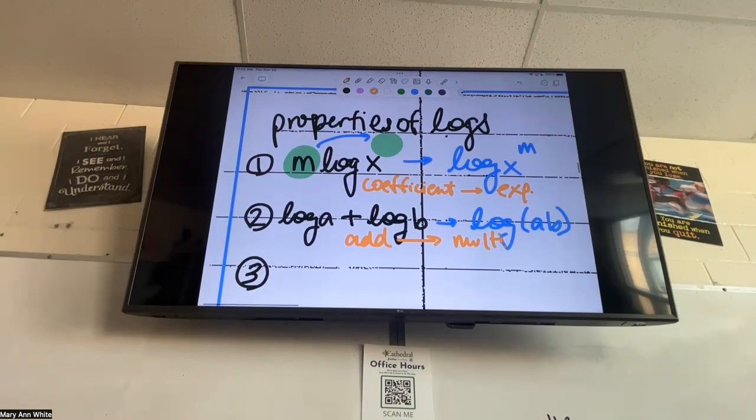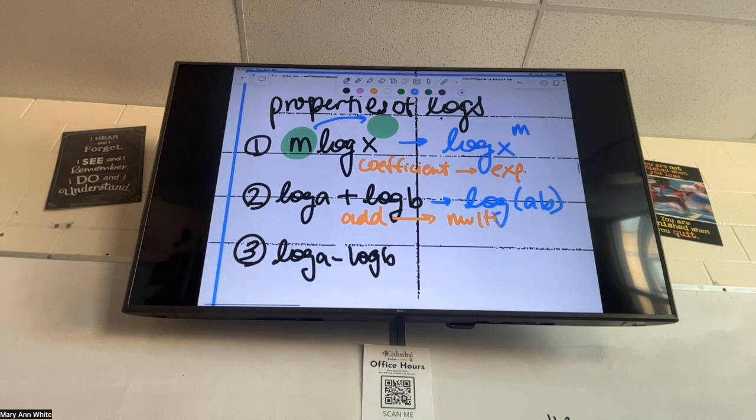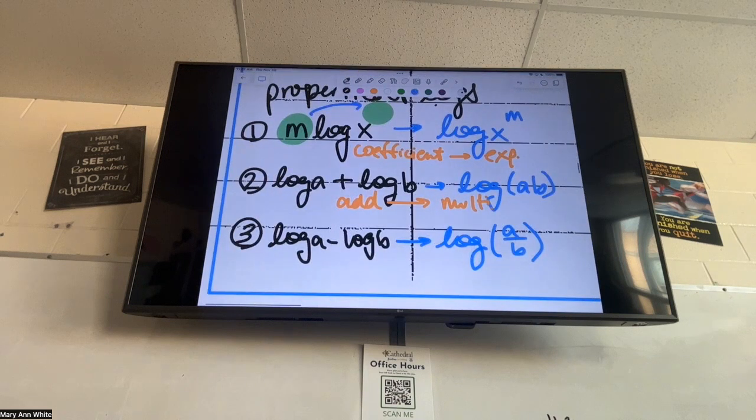And the last one is where we're minusing. So if I have log of A minus log of B, how do I combine that to be 1 single log? Divide, good. So it's going to be log of A over B. Perfect. I love that you guys already know the lesson I'm teaching each day. We've got subtraction to divide.